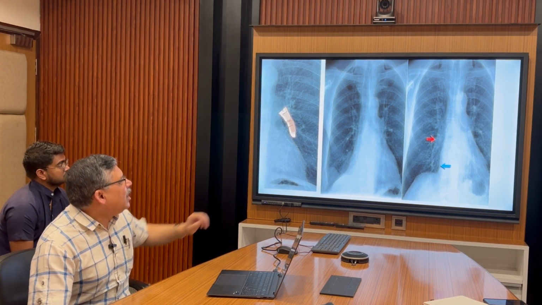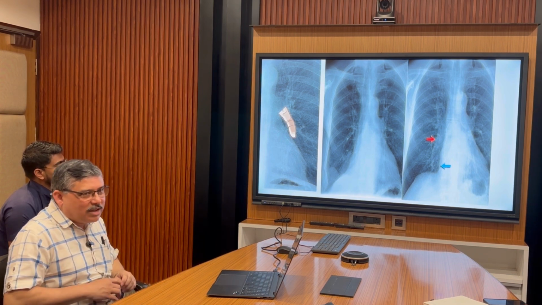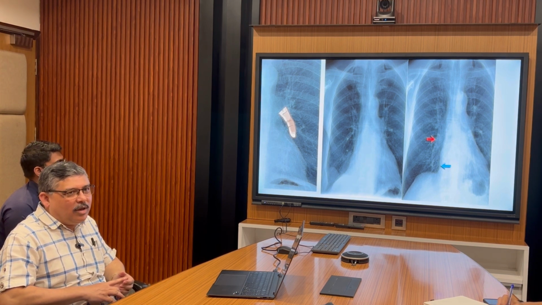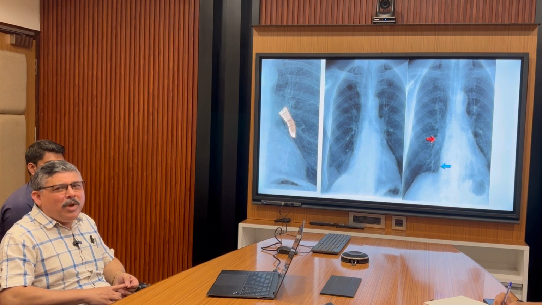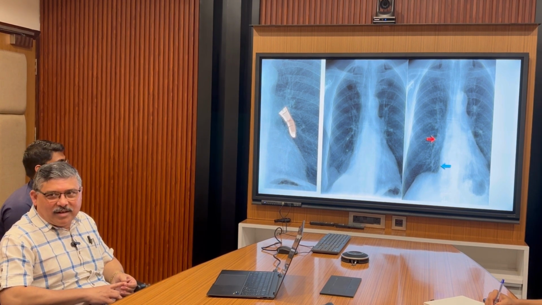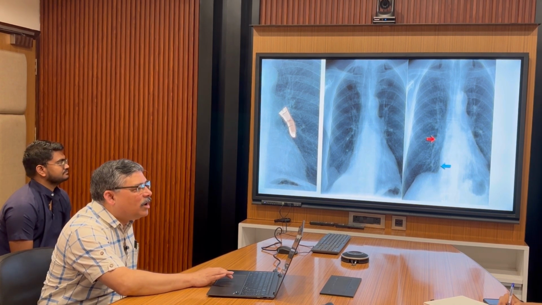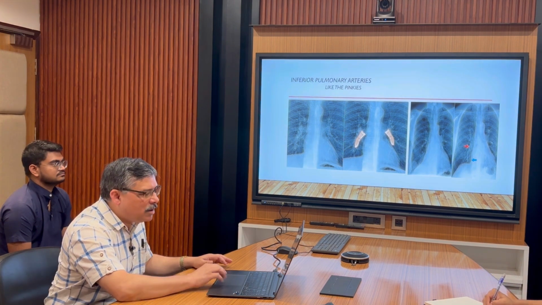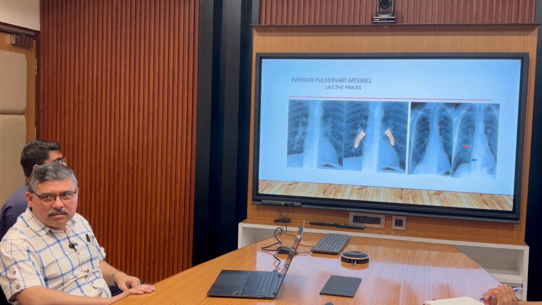Now after the artery has been opened up, the opacity has gone. You can see the right border of the heart very nicely now. These are very subtle changes which you may be able to make out. This is how a pulmonary embolism was diagnosed at one point of time. So this is about the inferior pulmonary arteries.